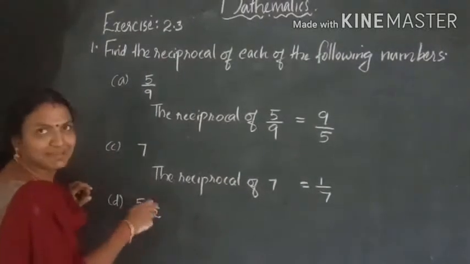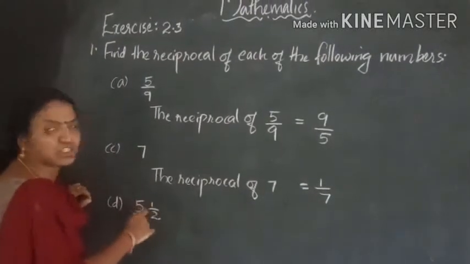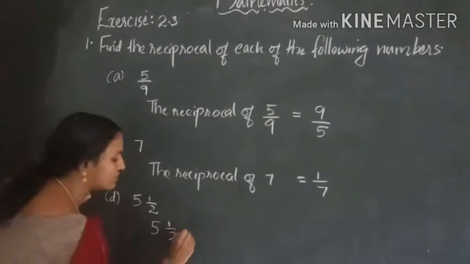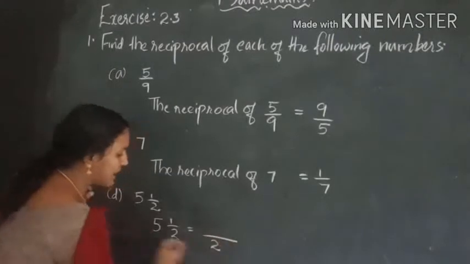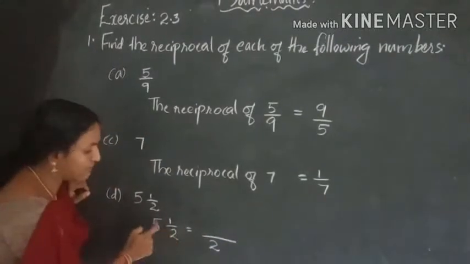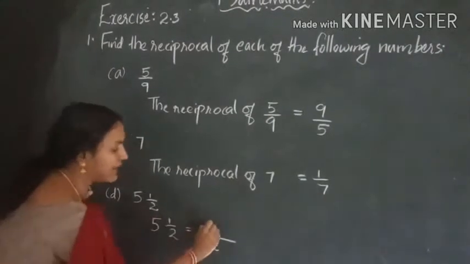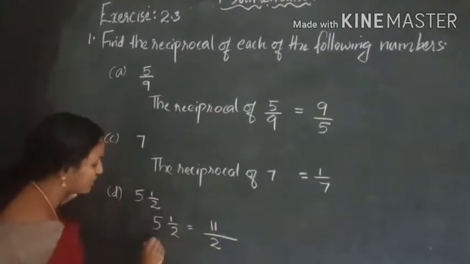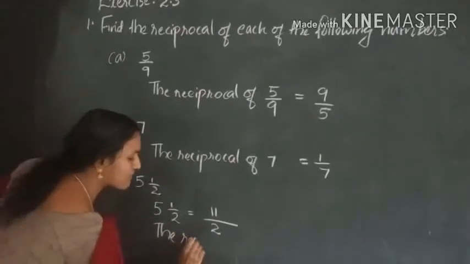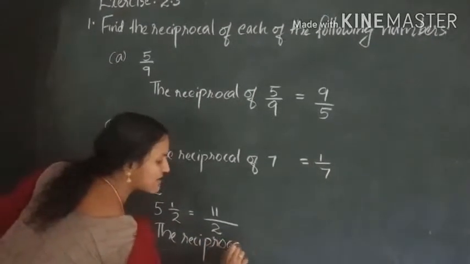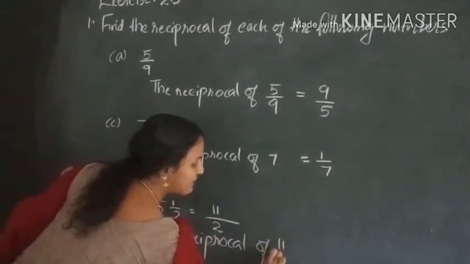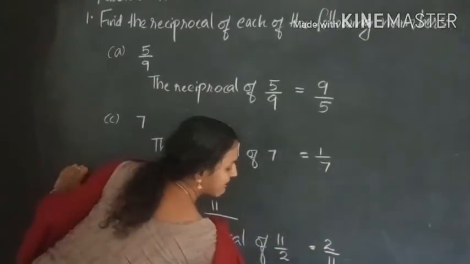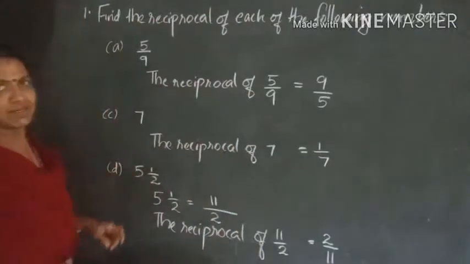The third question, 5 1 by 2. 5 1 by 2 is a mixed fraction. First we convert the mixed fraction into an improper fraction. So 5 1 by 2 is equal to 2 multiplying 5, 5 into 2, 10, 10 plus 1, 11. So we have to find out the reciprocal of 11 by 2. The reciprocal of 11 by 2 is equal to 2 by 11.